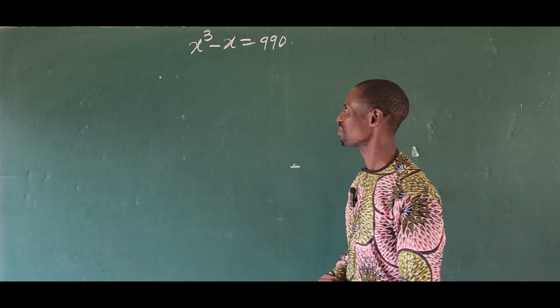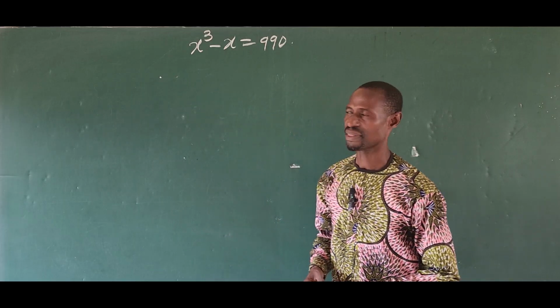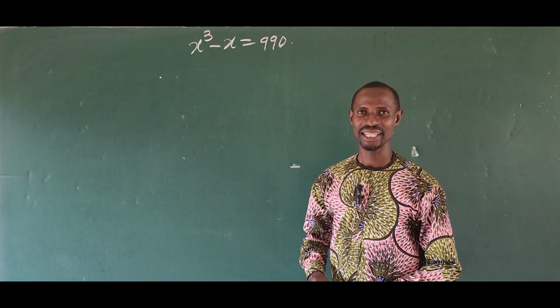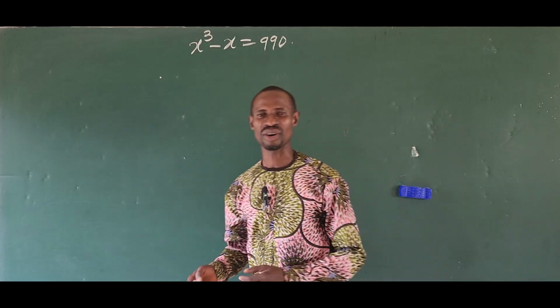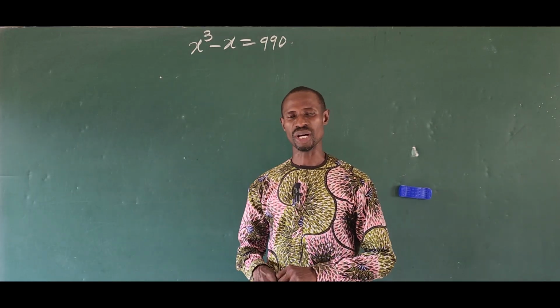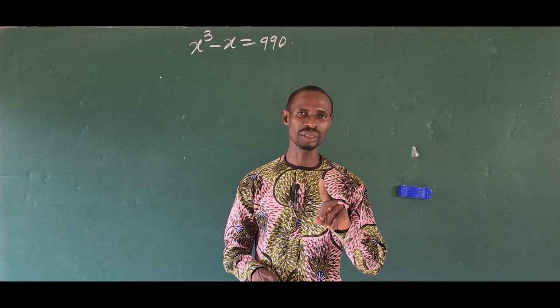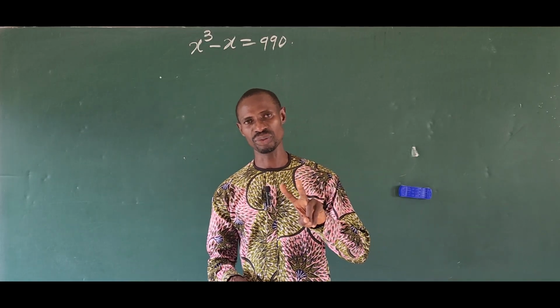Today we have this challenge before us here. All right, so from the first one, we have x to the power of 3 minus x equals 990. So how do we solve this challenge here? Now, in this challenge, I'm going to show you a trick to solving for all the three roots here. We're going to have one real root and two imaginary roots.